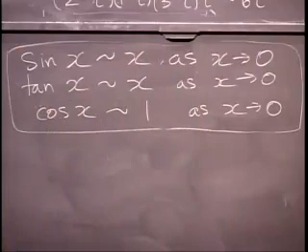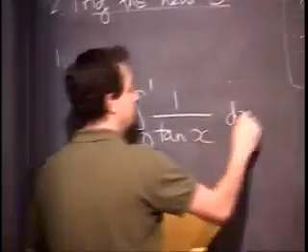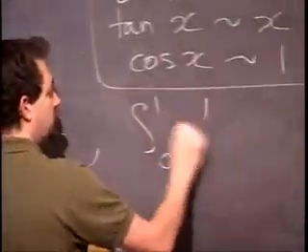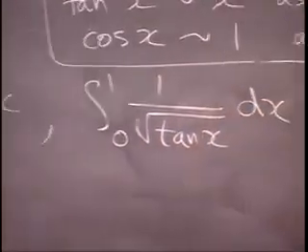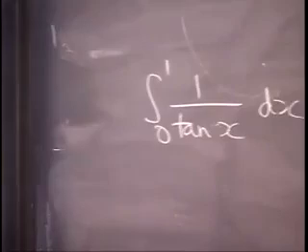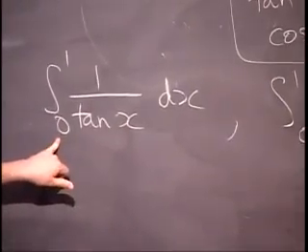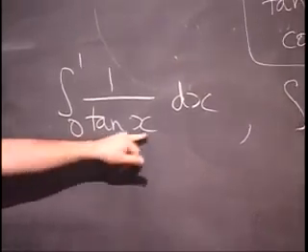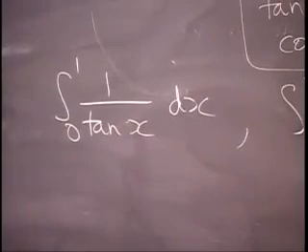So what example would I like to use? Here's a simple one. Consider these two integrals: the integral of 1 over tan x and 1 over root tan x from 0 to 1. The only problem spot in both integrals is at 0, because tan 0 is 0. There are no other problem spots, as it turns out. So how are we going to deal with this?